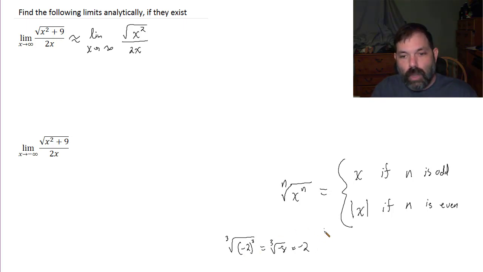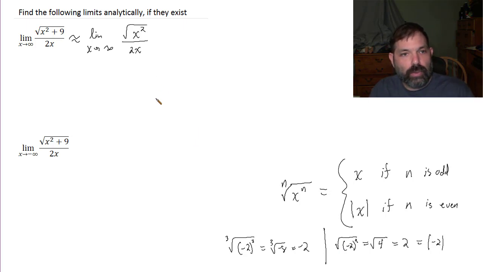However, the square root of negative 2 squared would be the square root of 4, which is 2, because remember, the squaring function is not 1-to-1. And so there are issues with that situation. So the square root of negative 2 squared is the square root of 4, which is 2, which is the absolute value of negative 2. So this statement is legitimate.